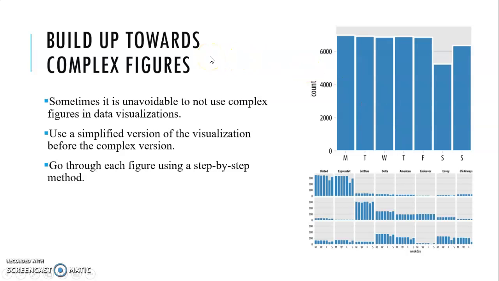The next important section of the chapter is to build up towards complex figures. So sometimes people don't want to use complex figures when they're making data visualizations. Unfortunately, that's not always possible. So the best way to deal with that is to use a simplified version of the visualization that you're planning to use before the complex version. So for example, on the top page is an image from the chapter of the amount of planes that will arrive and depart that week for a certain airport.